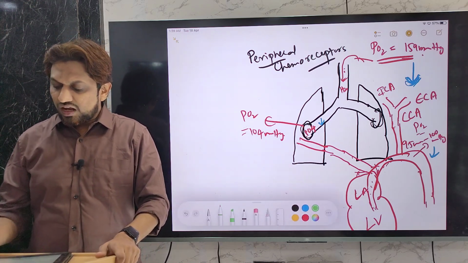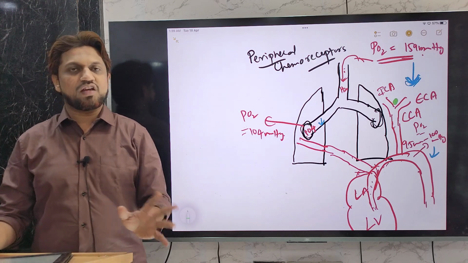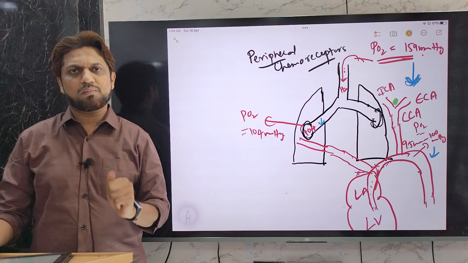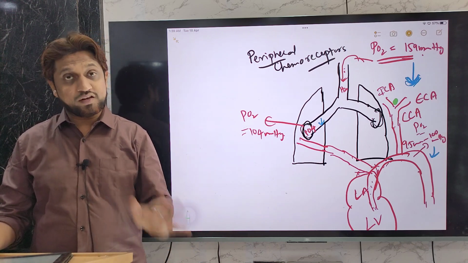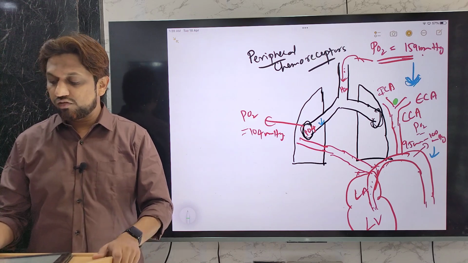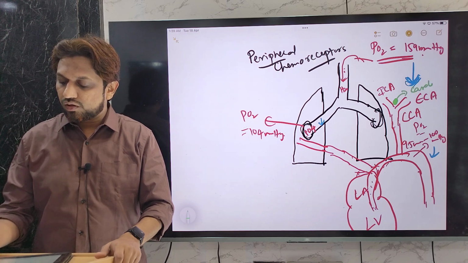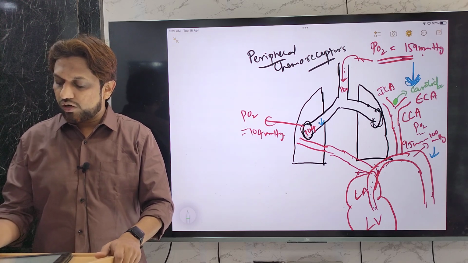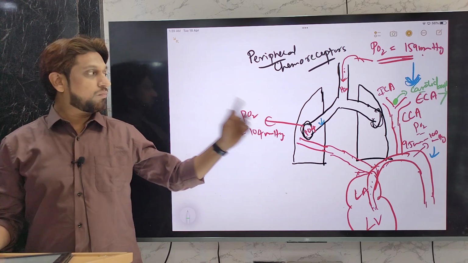Now, at the bifurcation of this, there is one sensor which will sense the change in the oxygen level in the blood, that is the partial pressure of oxygen, when it is decreased, especially if it is less than 60 millimeters of mercury as compared to 95, it will detect very fast. That sensor is called the carotid body, present at the bifurcation of the carotid artery. So the carotid body is a peripheral chemoreceptor.